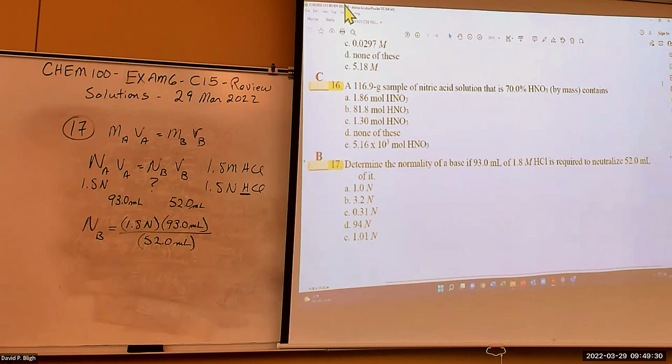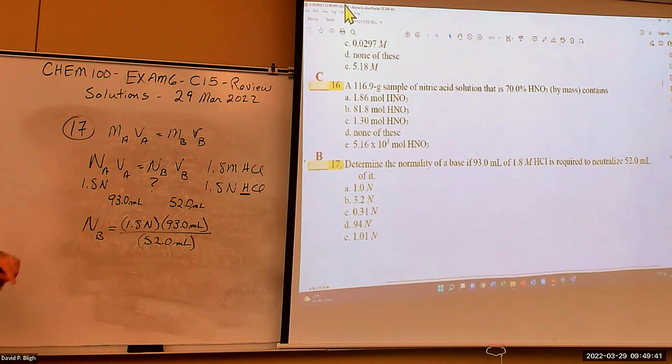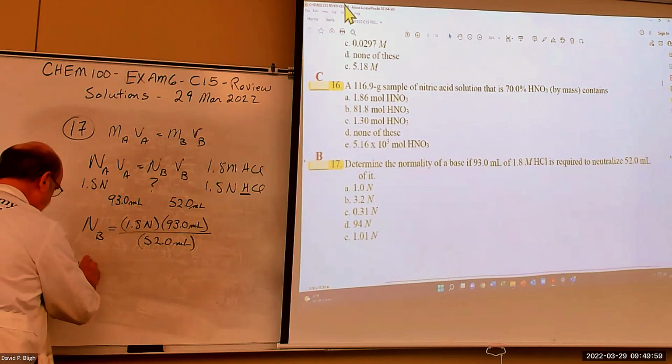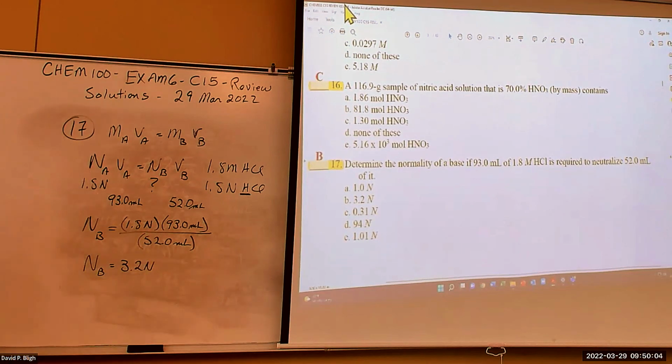Okay, did I lose anybody? I just solved this equation for the normality of the base, and then plugged in the numbers. So if we do the calculation, 1.8 times 93 divided by 52, I get, with two significant figures, 3.2. The base is 3.2 normal.